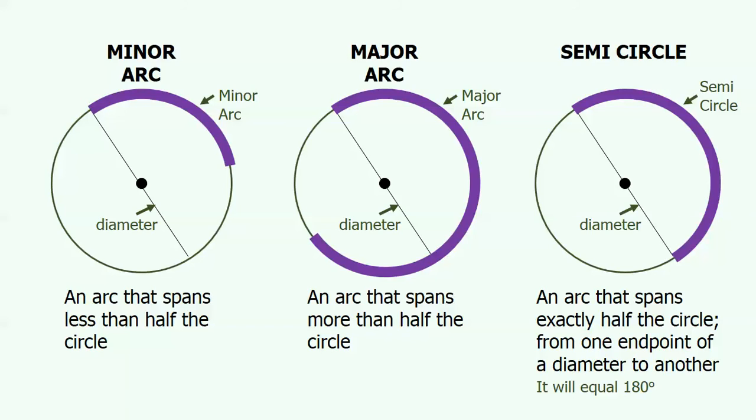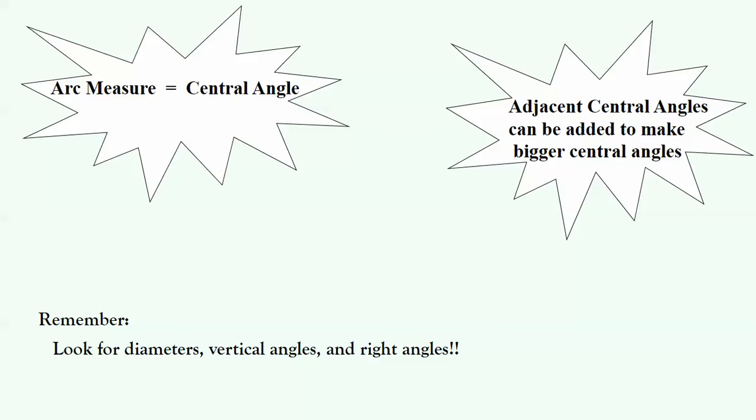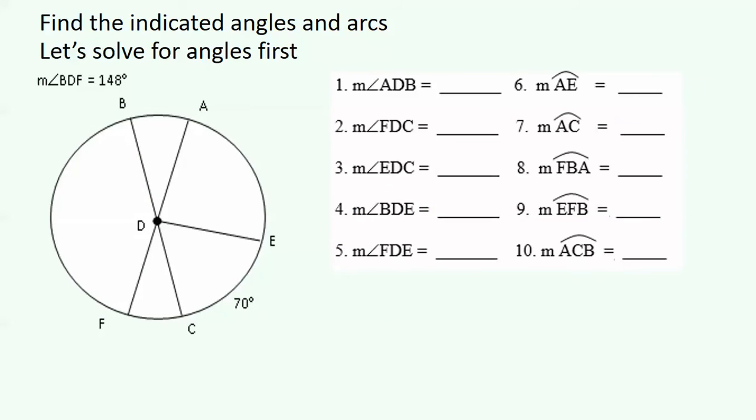It's half a circle. All right, so remember today, we are going to look for diameters, vertical angles, and right angles. The arc measure is going to equal the central angle. Adjacent central angles will be added to make bigger central angles, and adjacent arcs can be added to make bigger arcs. So, find the indicated angles and arcs.